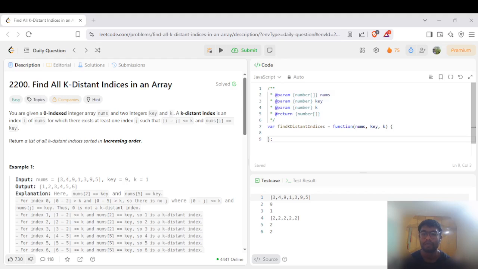Hello everyone. Let's look at today's Leetcode problem 2200. Find all k distance indices in an array. Before starting this problem, let us look at a motivational quote for today.